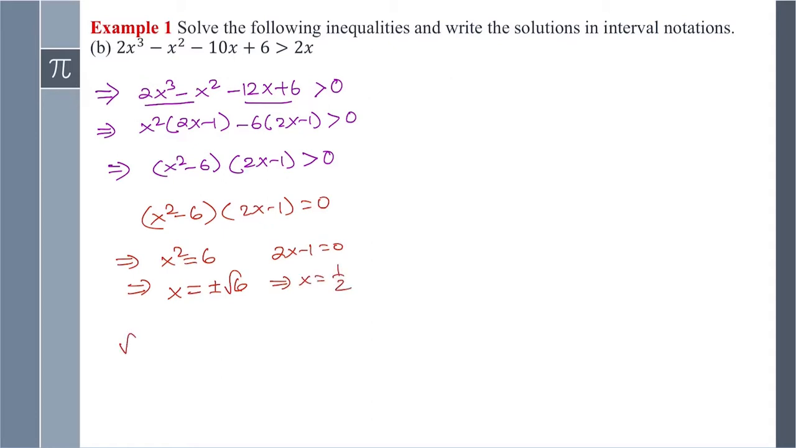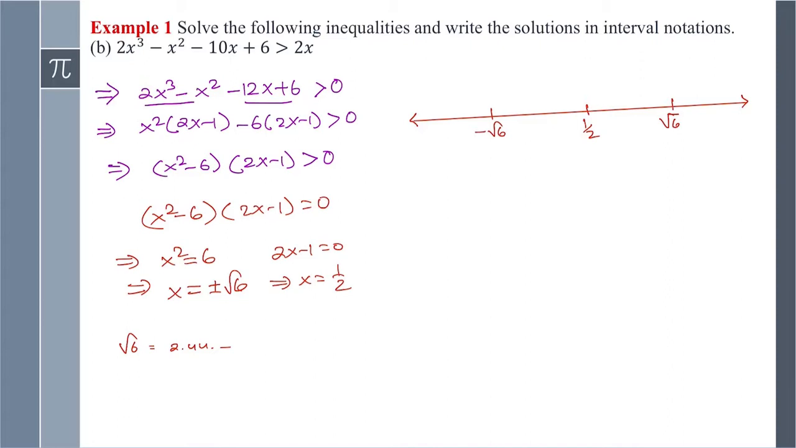Now this square root of 6 is close to 2.44. So we just need to write it that way so that we know what numbers we are going to pick up. Okay. So now let's go ahead and draw the number line here. And then let's put these numbers. Now we have three numbers here, negative square root of 6, positive square root of 6, and 1/2. So negative square root of 6 is right here. And then comes 1/2. And then comes positive square root of 6. Sorry, it's not 6, it's square root of 6.